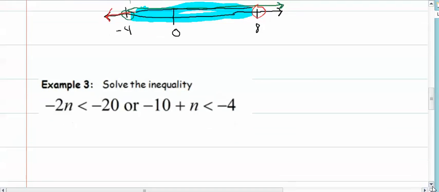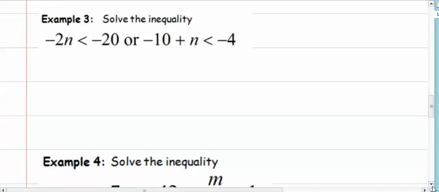Okay, this one is an or, so the directions for our or was to split them into individual inequalities. So that's what we're going to do first. We're going to make this a -2n is less than -20. And then on this side it's going to be a -10 plus n is less than -4. Okay, we're going to solve each individually.